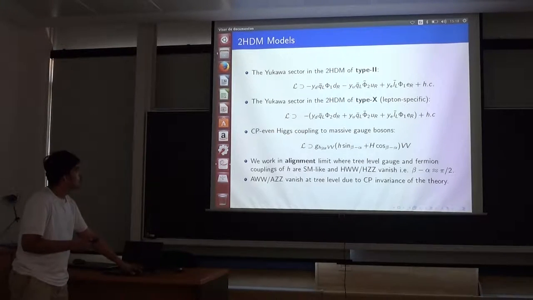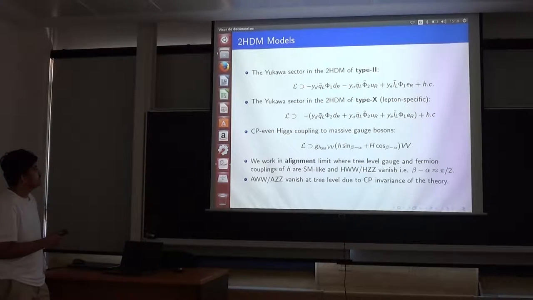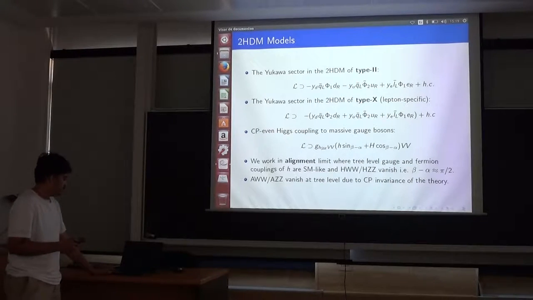Now in the fermion sector, the Yukawa sector, there are various versions of the 2HDM model. Two of them are taken: type 2 is written this way, and type X is written this way. The other two are type 1 and type Y, which are also possible, but in this work we have looked at the properties related to type 2 or type X. So we haven't written those.